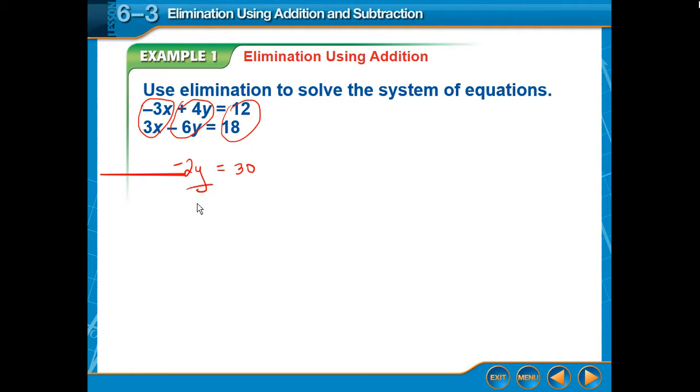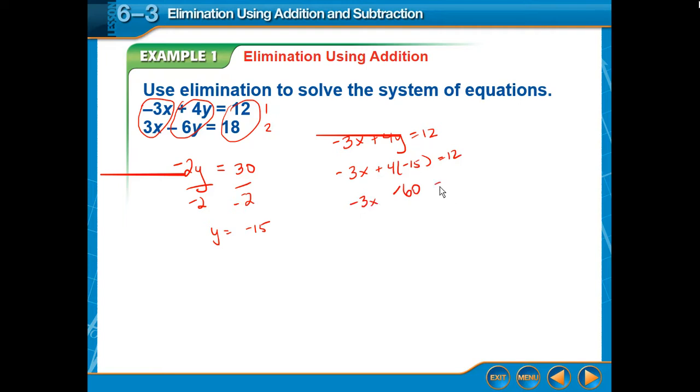To get y by itself, you divide by negative 2, and you get y equals negative 15. So you have y, but now we want to find x. You take y and put it into either equation 1 or equation 2. It doesn't matter. Let's say I take equation 1, negative 3x plus 4y equals 12. I'm putting in negative 15 for the y. So negative 3x plus 4 times negative 15 equals 12. 4 times negative 15 is negative 60, so you get negative 3x minus 60 equals 12.